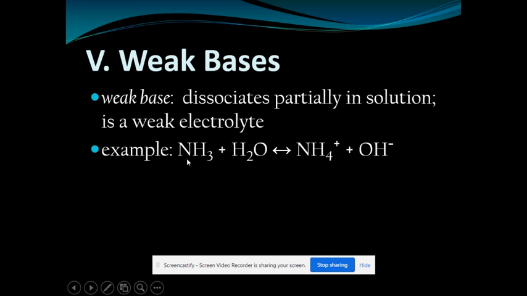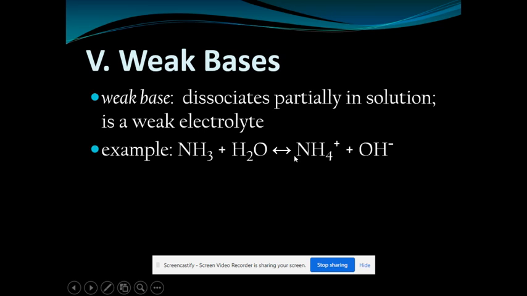Ammonia doesn't have hydroxide in its formula, but it doesn't matter. Because in water, ammonia can take a hydrogen from water, and that leaves behind hydroxide. So even though it doesn't have hydroxide, it can make hydroxide with water. And it does make some hydroxide, but it makes very little hydroxide. So that's why it's considered weak.